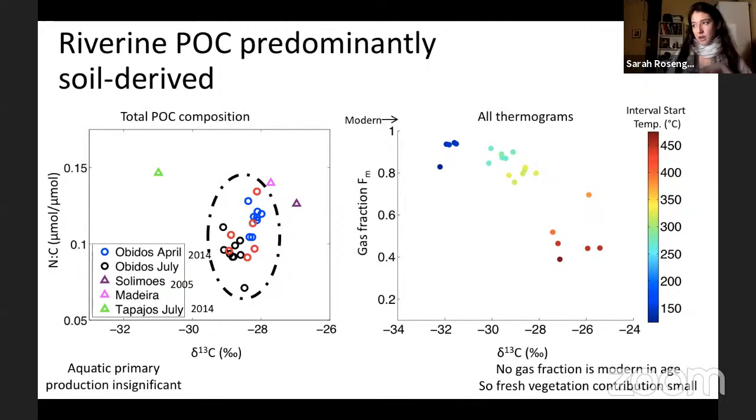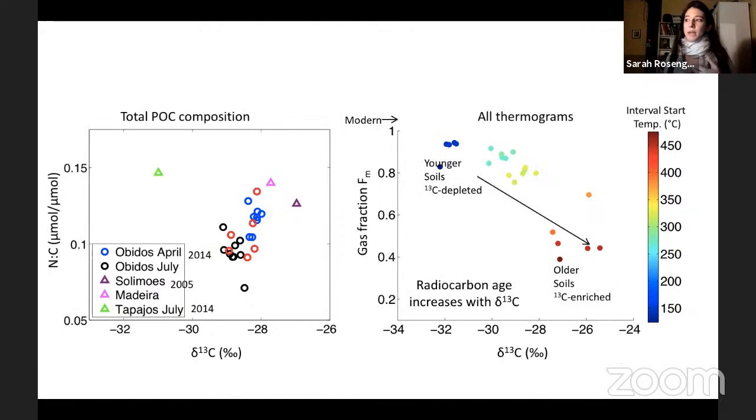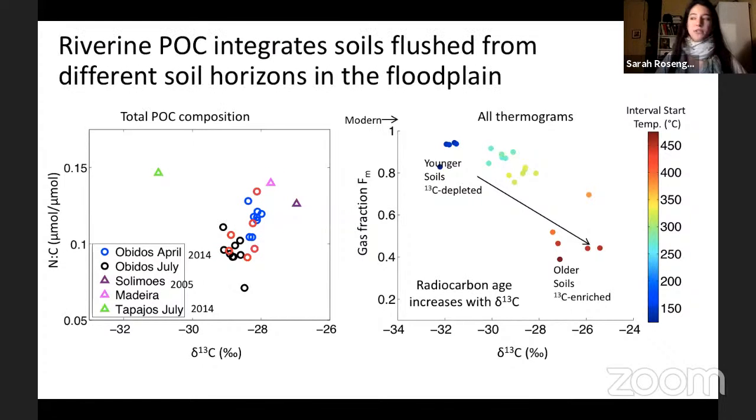The other thing that I wanted to show you here on the right is that there's this trend: at cooler temperatures, the oxidation is reflecting younger, 13C-depleted organic matter pools. And at the higher temperatures, the oxidation in the ramped oxidation technique is releasing older soils or older organic matter that is more 13C enriched. So you have this trend where, as radiocarbon age increases, the 13C enrichment increases. That trend, we think, reflects the flushing of soils from different horizons in the floodplain, because that's what we expect in a soil profile in the Amazon River Basin, where the younger soils at the top are more 13C depleted and the older soils further down are more 13C enriched.